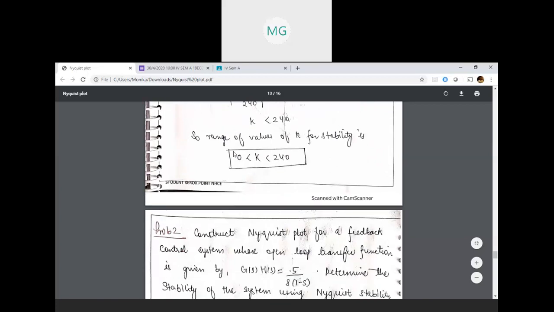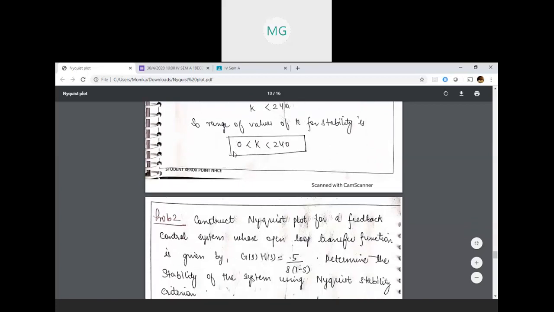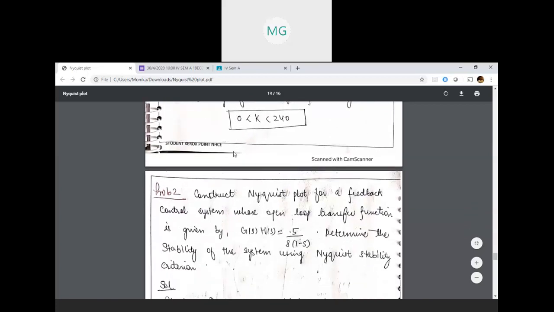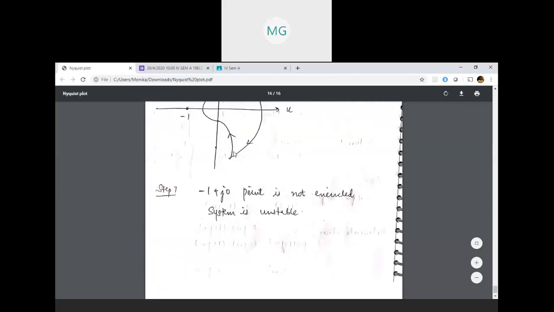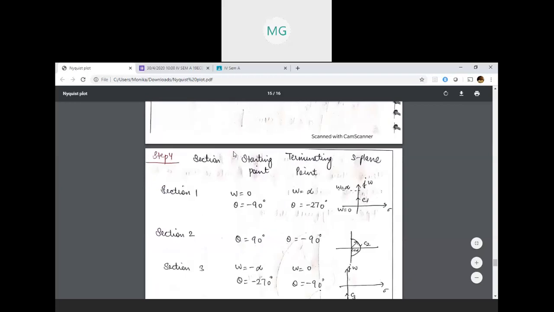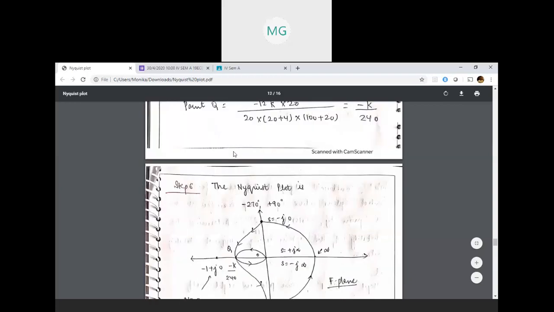Problem number 2 we will be discussing in the next class. Today we have the second class. That's all. We'll complete our portions today. If you practice these 2 questions, it is more than enough for Nyquist.